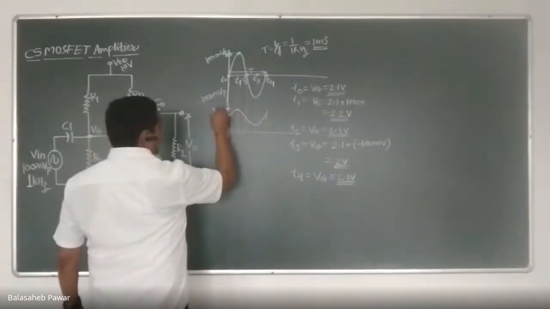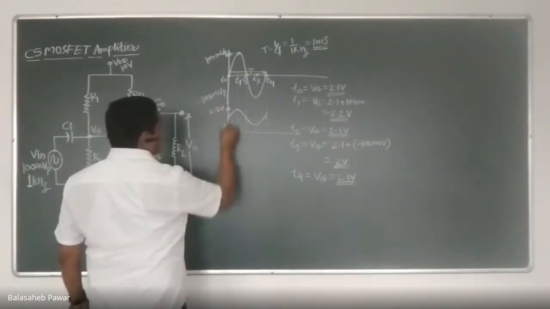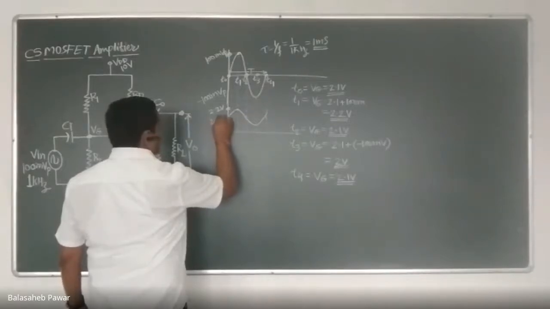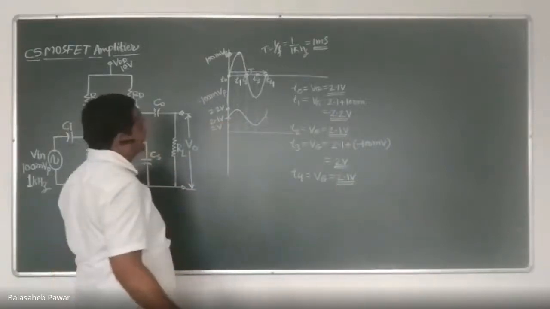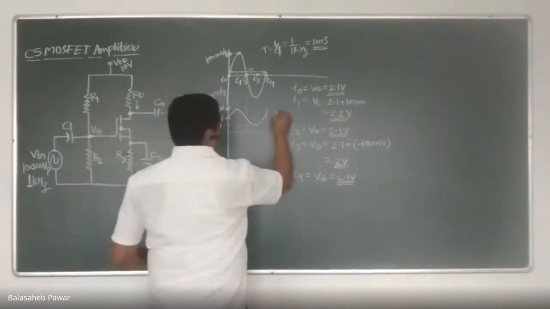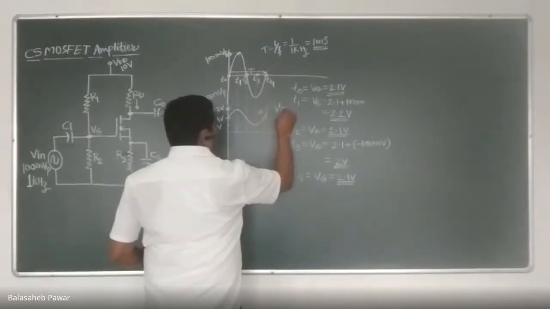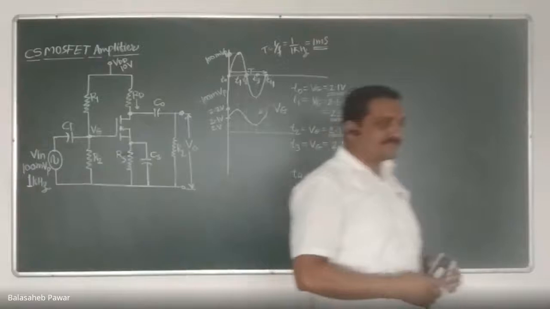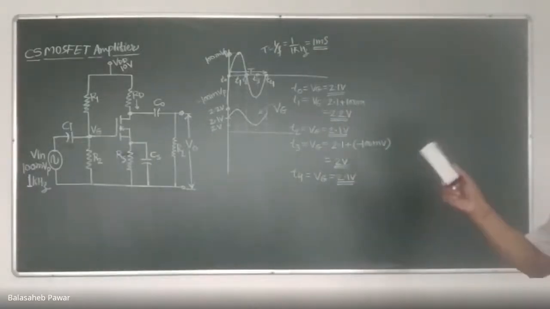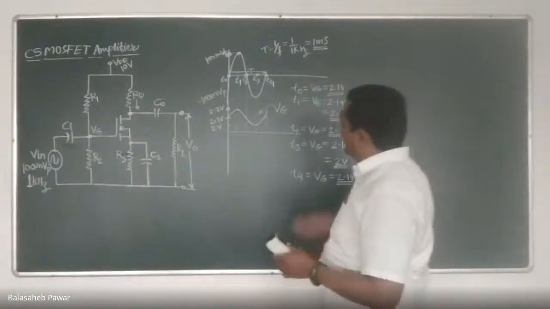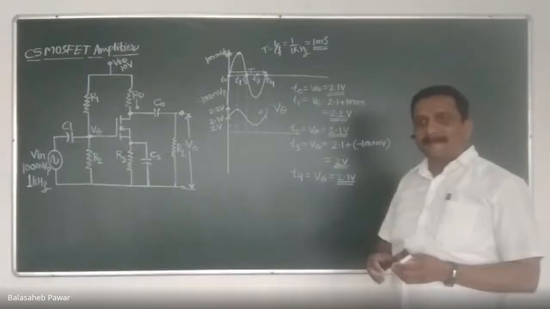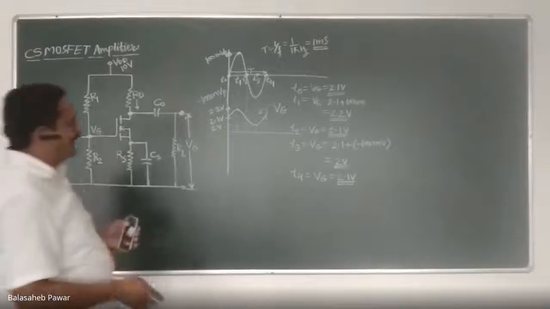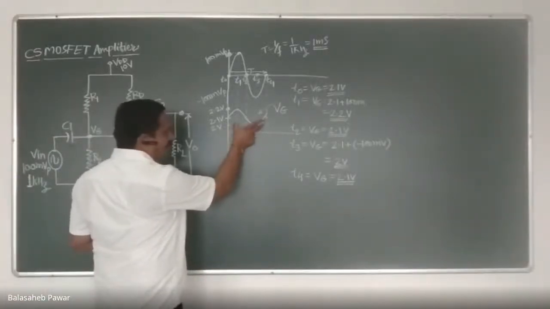This is nothing but 2.2 volts. This is nothing but 2.1 volt, and this is nothing but 2 volts. Is it visible? Whatever signal waveform I showed, this is nothing but VG, the gate voltage. Is it visible? Yes or no? Yes, sir. Okay. So do you agree with this waveform that I showed?